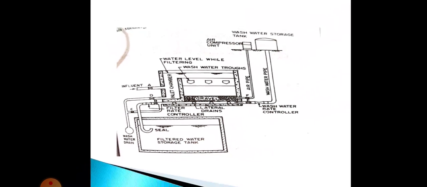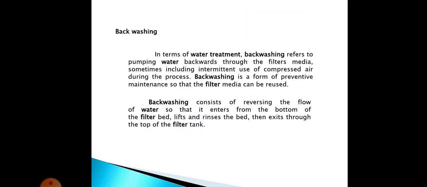Now, coming to the backwashing process. The backwashing process actually refers to the pumping of water backwards through the filter media. So, we know that as the water keeps filtering through the filter media, the filter media will get clogged. There will be voids between the particles. So, what happens is the impurities present in water will be entrapped between these sand particles. As the water keeps filtering, after a due course, the efficiency will reduce, or the rate of filtration will reduce.